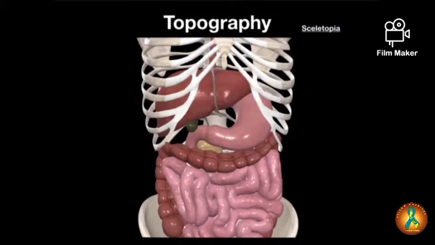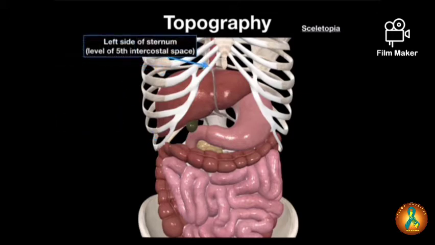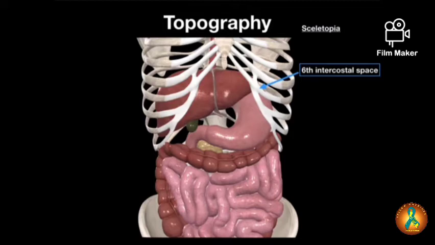And then when looking at the skeletopia of the liver, the superior border, as you see right here, starts at the level of the 10th rib, and then extends up to the level of the 4th intercostal space, and then goes to the 5th intercostal space left to the sternum. And then it ends at the 6th intercostal space. So that's the superior border.